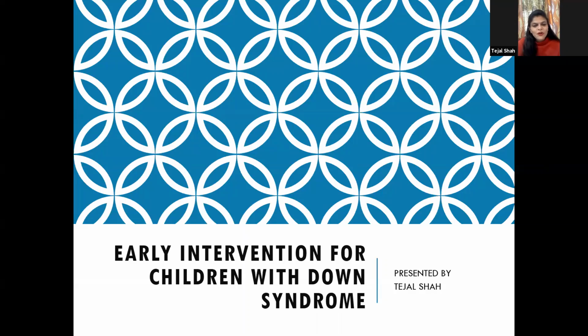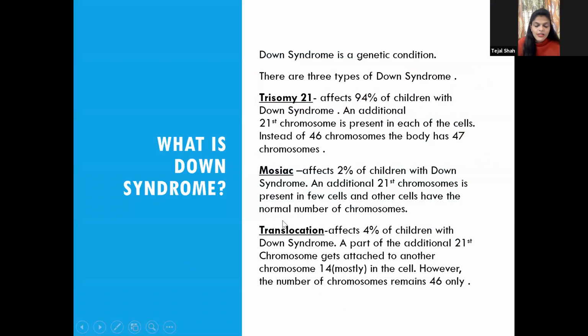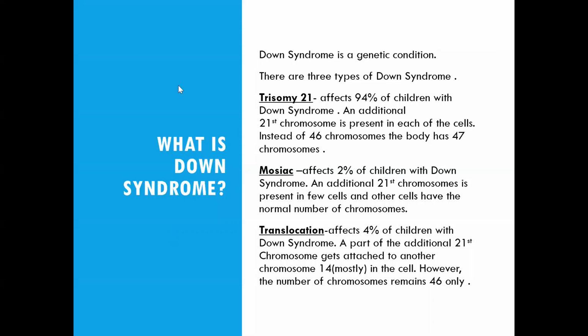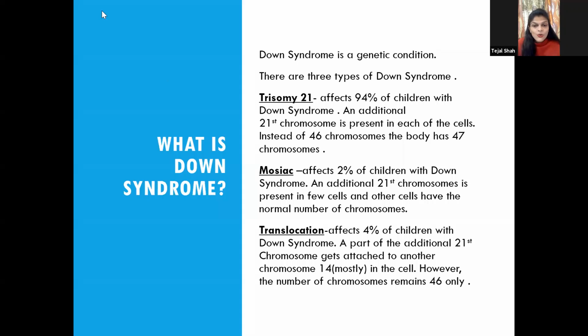Yeah. So before we start, as we all know, one child out of 700 regular children is born with Down syndrome every year. Around 30,000 children are born with Down syndrome in India, and around 6,000 in the US every year.